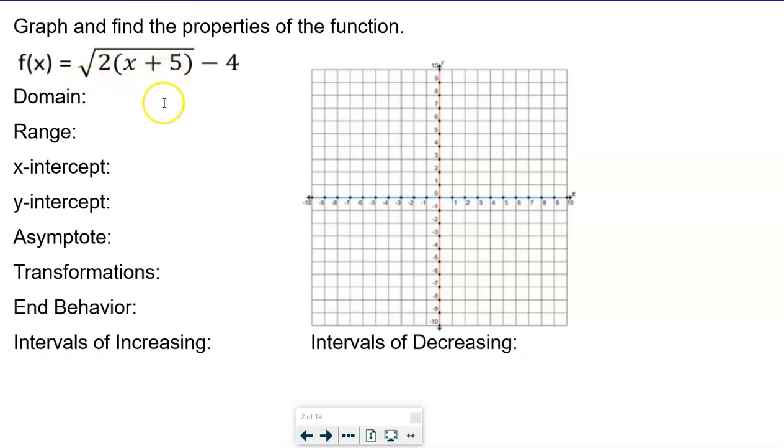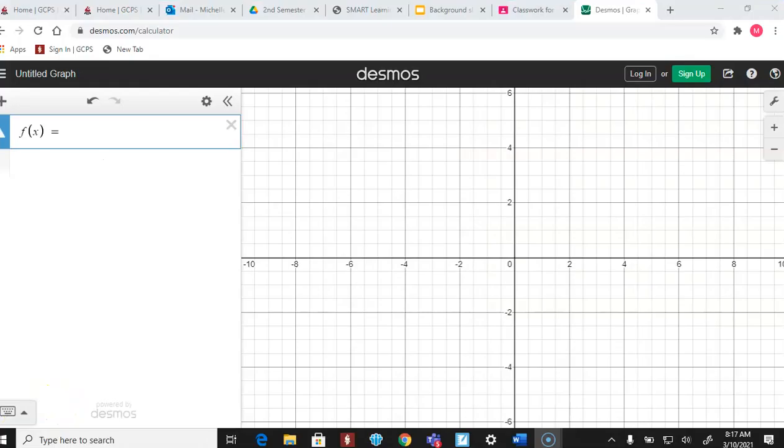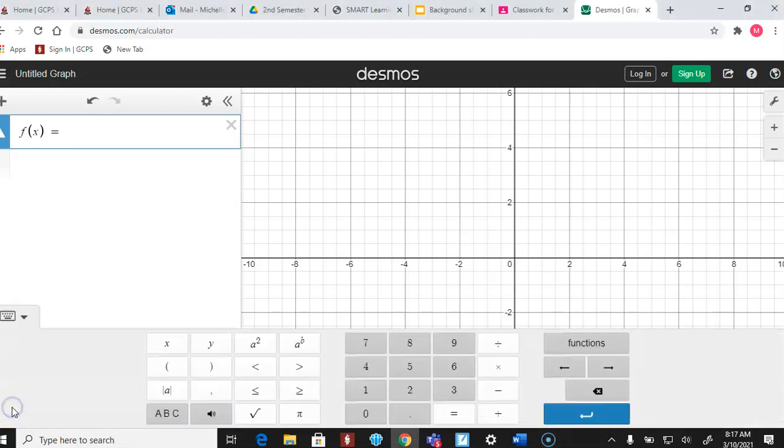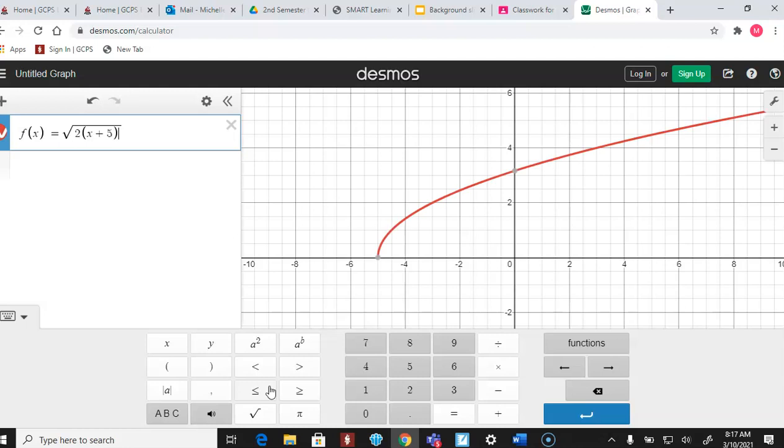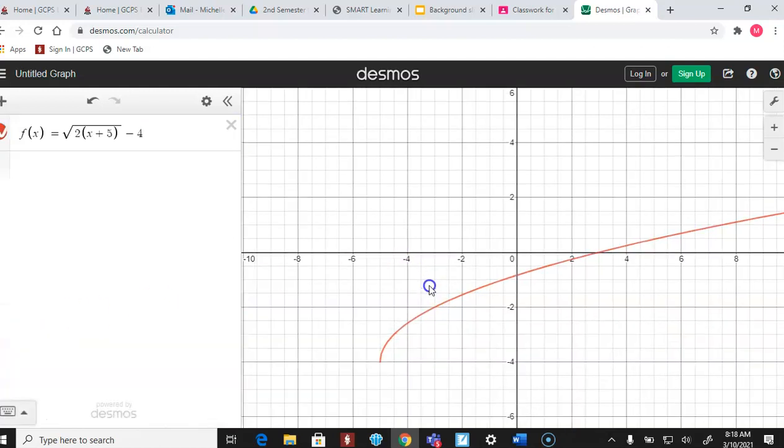So what I'm going to do is I'm going to go to Desmos and I'm going to look at this graph on Desmos. So I'm going to go ahead and put this equation in here. So I'm going to go down here and I'm going to get the square root function there. And I'm going to do 2x plus 5, close the parentheses, click outside of there, minus 4. So now we can see the graph here.